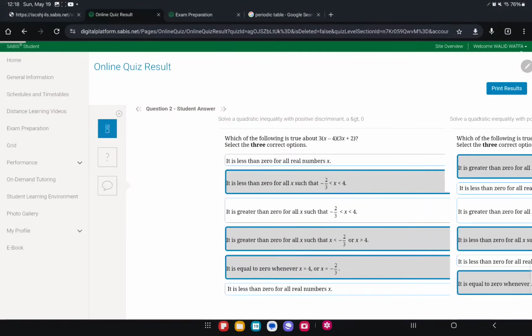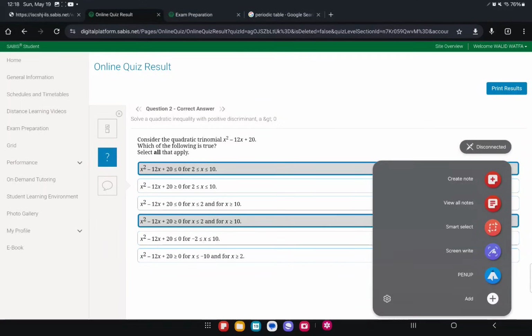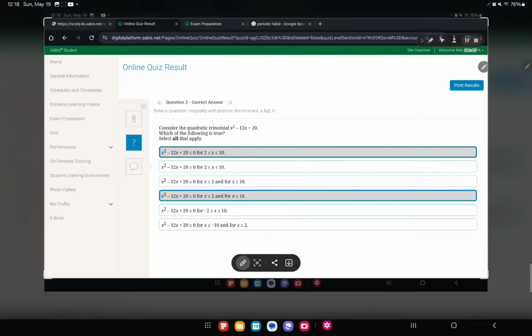Question 2. Okay, I think this is now when it starts to get hard. So question 2, they give us a trinomial x squared minus 12x plus 20. Before solving, as usual, I like to factor and solve it, okay? X squared minus 12x plus 20 is going to be x minus 10 and then x minus 2. So that means I have 2 and I have 10. At 2, it's 0, and at 10, it's also 0.